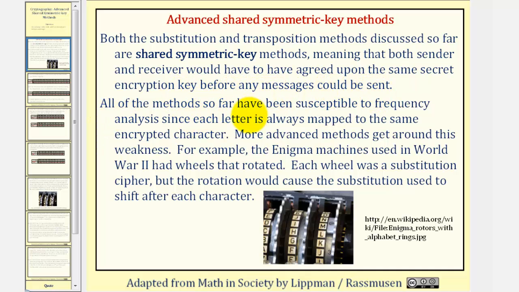All the methods so far have been susceptible to frequency analysis since each letter is always mapped to the same encrypted character. More detailed methods get around this weakness. For example, the Enigma machines used in World War II had wheels that rotated. Each wheel was a substitution cipher, but the rotation would cause the substitution used to shift after each character, and therefore reducing the risk of frequency analysis.